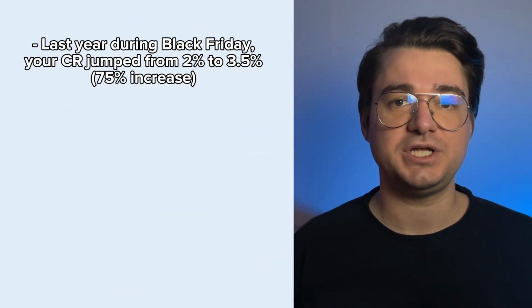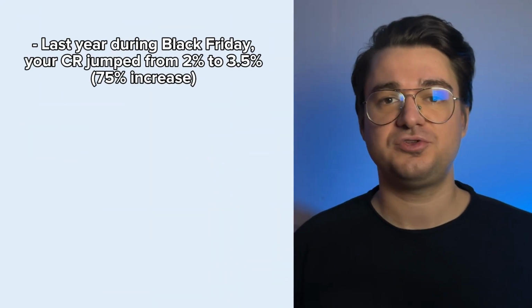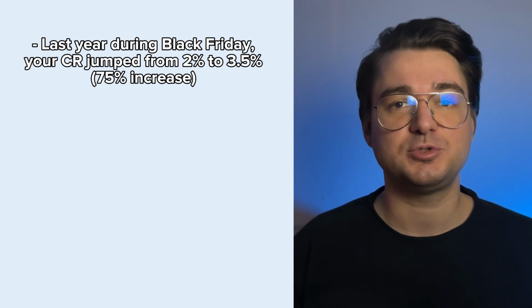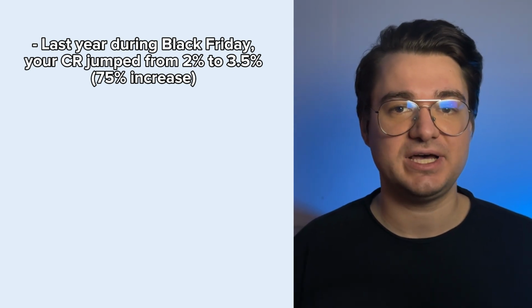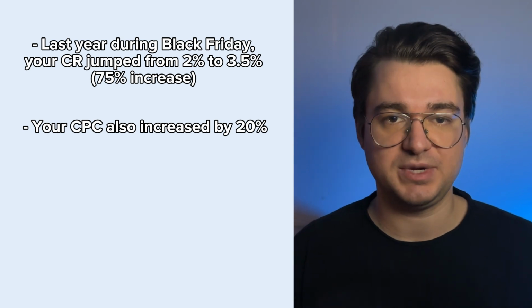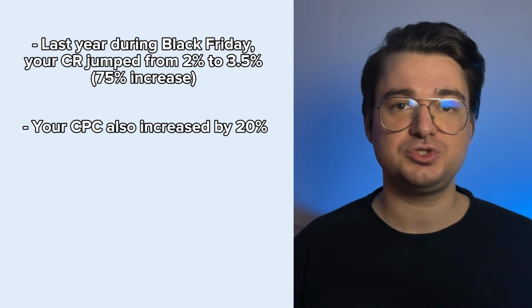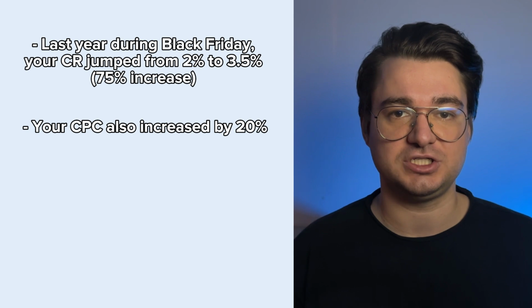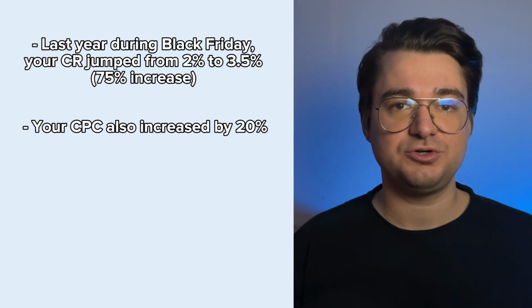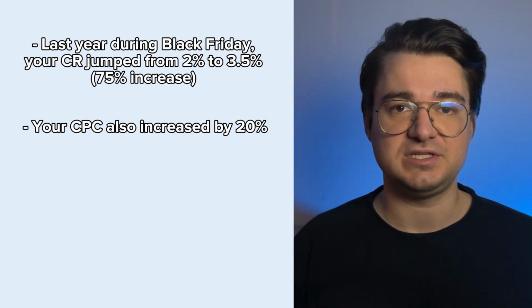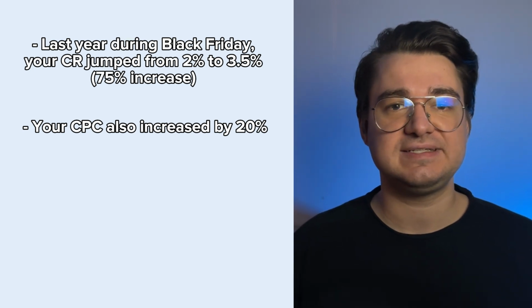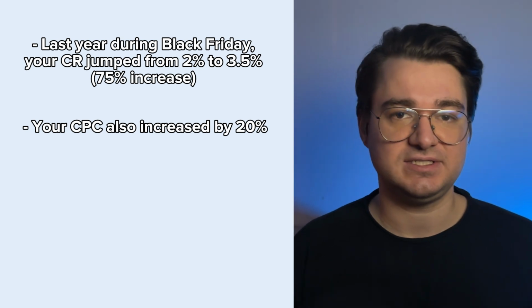Let's say last year during Black Friday, your conversion rate jumped from 2%. That's a 75% increase. But if at the same time your CPC also increased by 20%, for example, you wouldn't use the full 75% seasonality adjustment. Instead, you're expecting higher than usual CPC in order to avoid overspending. For a more conservative approach, you might set a 50 to 60% seasonality adjustment.